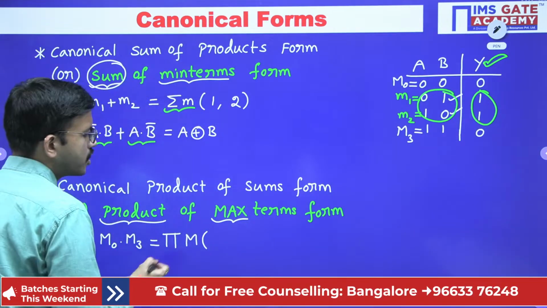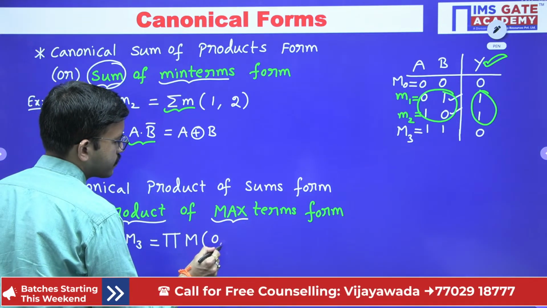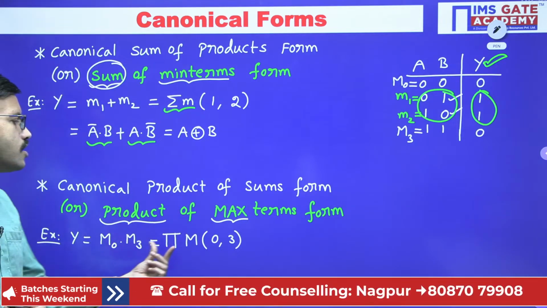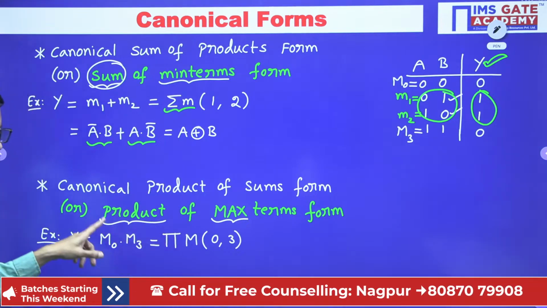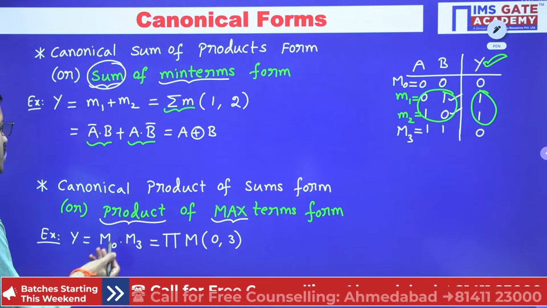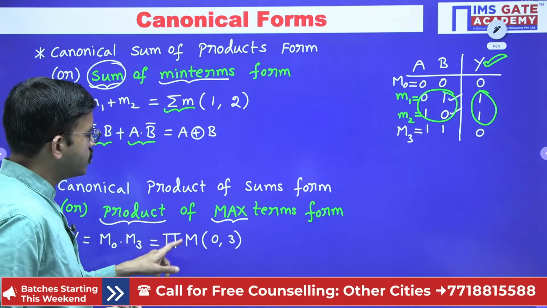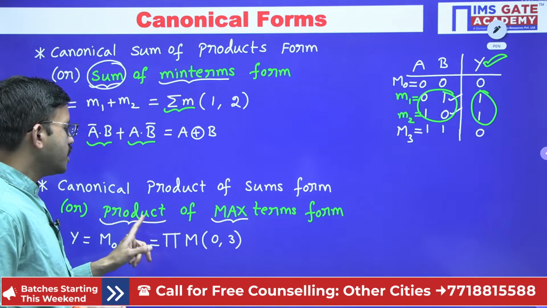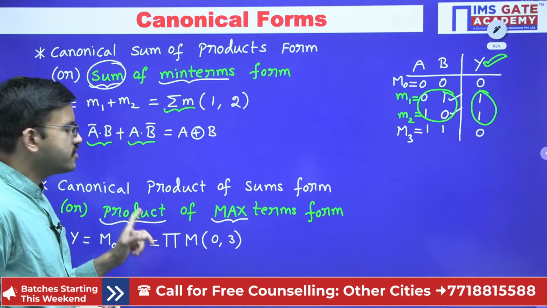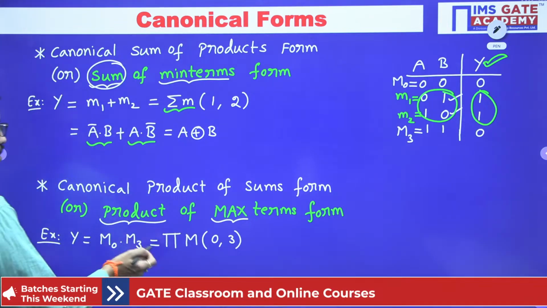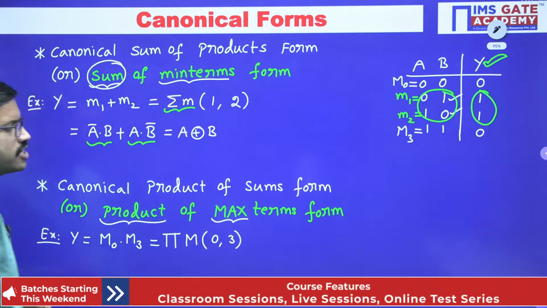0, 3. So you can represent it like this or like this. It is very simple: product of max terms. Here we have considered max terms and we are multiplying. I have used the symbol for product, that is pi. Pi stands for product and capital M stands for max term. So these are the two notations for product of max terms.